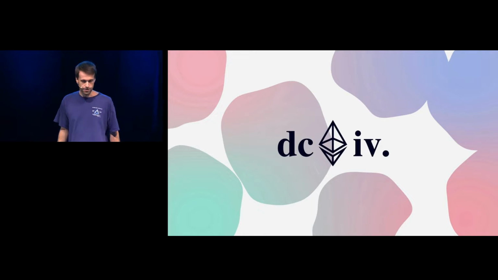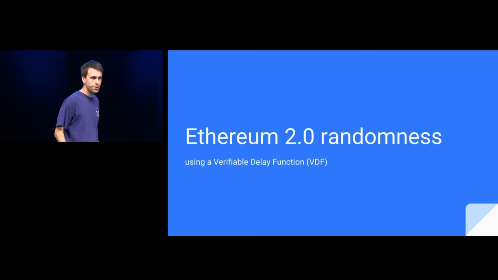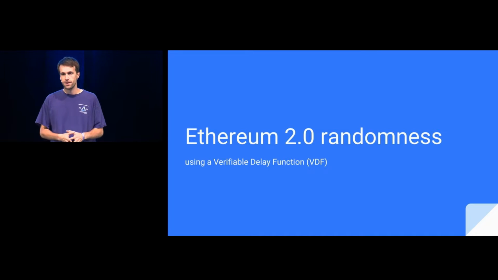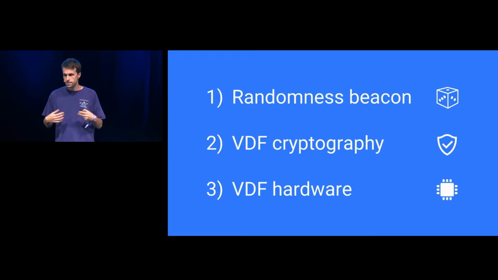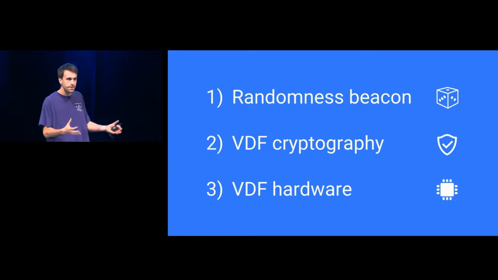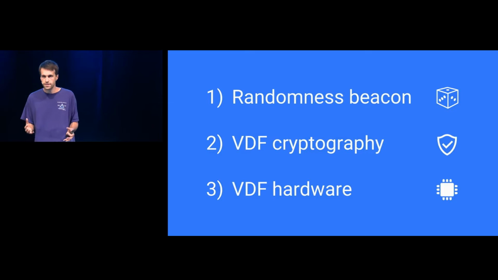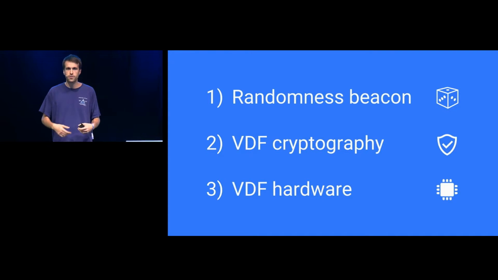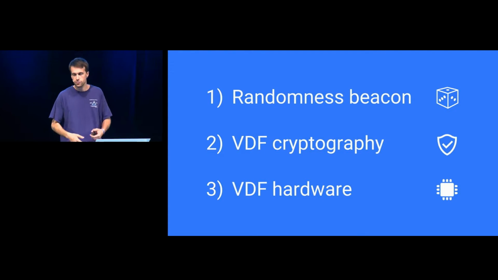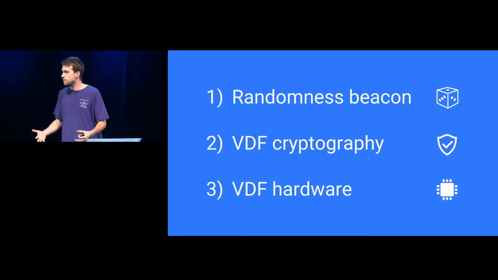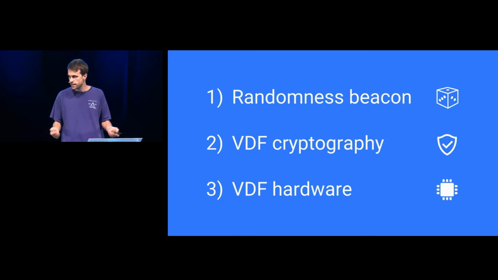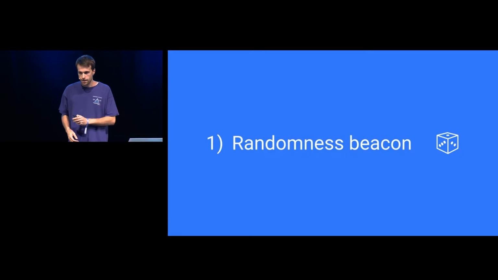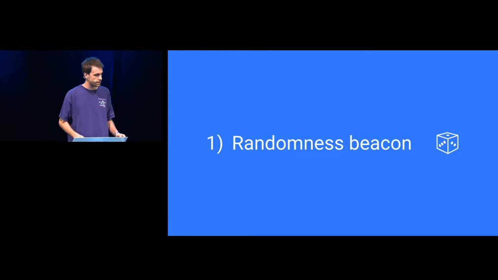Okay, thank you. Ethereum 2.0 randomness using a verifiable delay function. I'm going to speak about how to build a randomness beacon using a new primitive called a VDF. And then I'm going to explain how to build the VDF, the cryptography that goes behind it, and the supporting hardware. There should be some time for questions at the end. The mics are here. Okay, so let's get started with the randomness beacon.